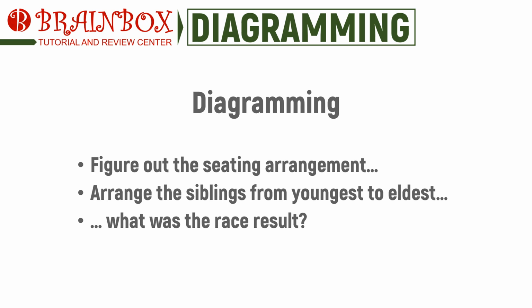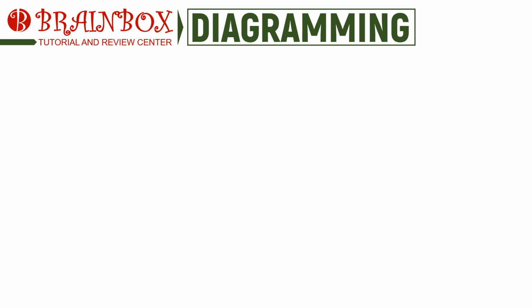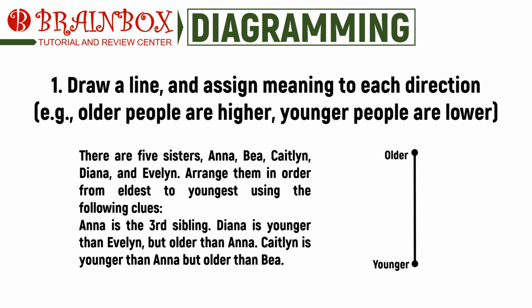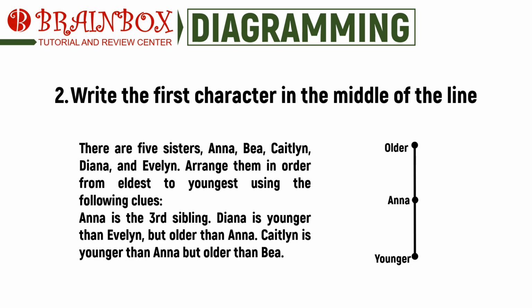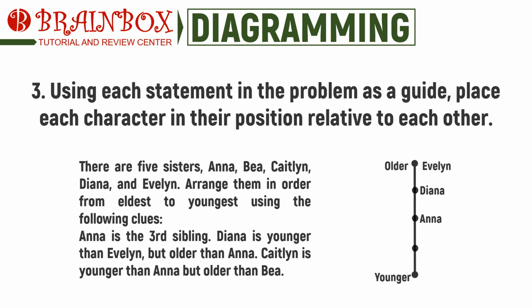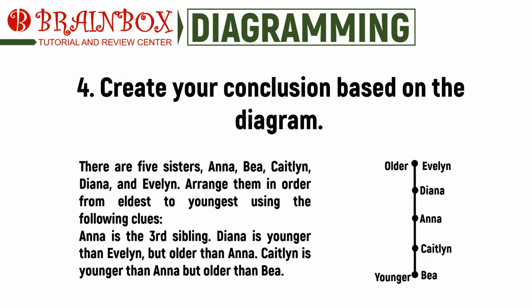There are 4 easy steps to remember when diagramming problems. First, draw a line and assign meaning to each direction, such as older people are higher, younger people are lower. Second, write the first character in the middle of the line. Third, using each statement in the problem as a guide, place each character in their position relative to each other. Lastly, create your conclusion based on the diagram.